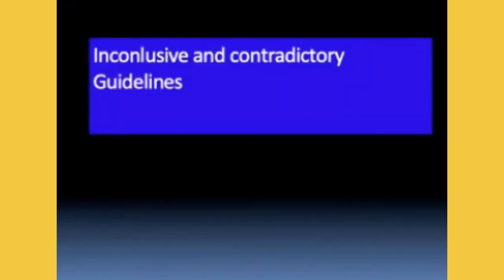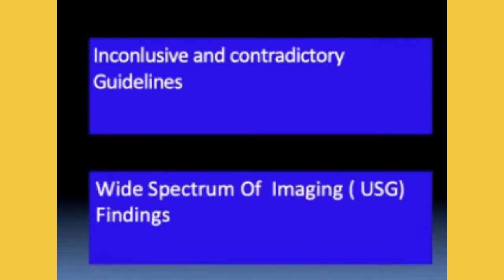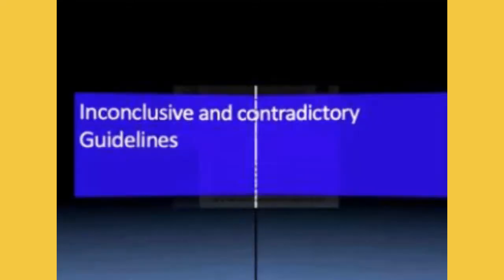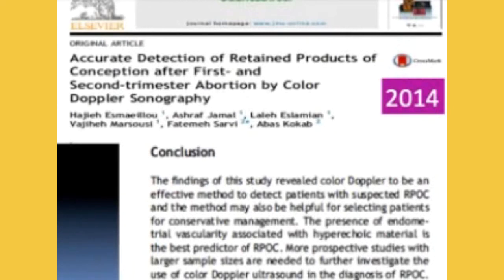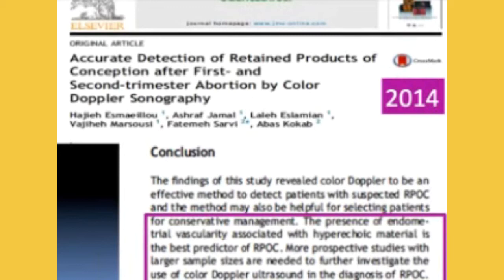This is confusing just because of two facts: there are inconclusive and contradictory guidelines, and second, there is a wide spectrum of imaging findings. As we scroll through the guidelines, in this paper published in 2014 in the Journal of Ultrasound, they found that endometrial vascularity and hypoechoic material is the best predictor of RPOC, but they were not sure and asked for more prospective studies.